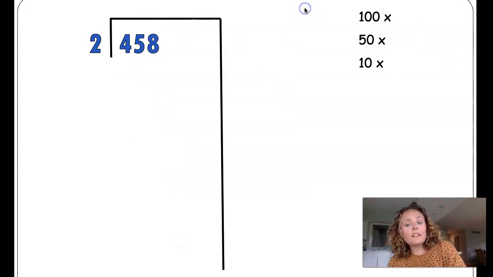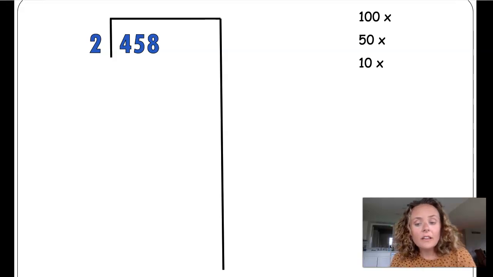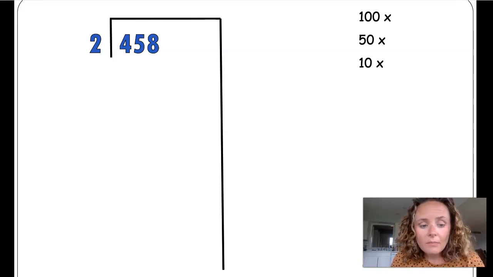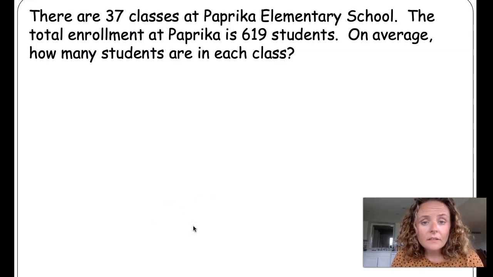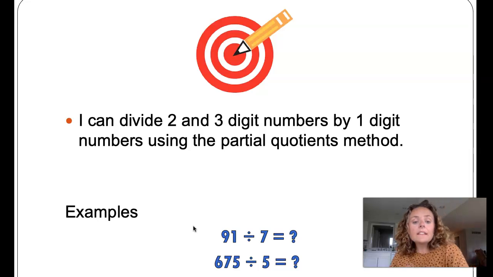Alrighty, nice work on that, friends. Let's check in one more time with that learning target to see how we're doing on making progress towards our math goals. We're not going to skip that one. I can divide 2 and 3-digit numbers by 1-digit numbers using the partial quotient method. How are you doing with partial quotients? How did it go for you? Maybe you're not a partial quotients kind of person. Maybe you're more traditional division. But either way, I'm very proud of you for checking in. Do the practice problems and let me know if you need any help.